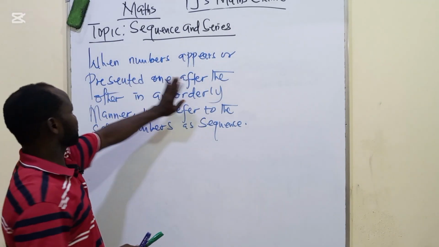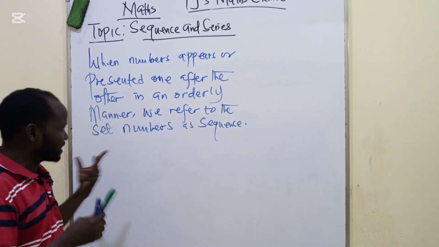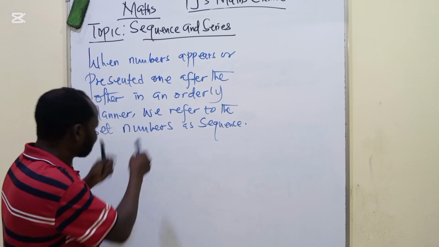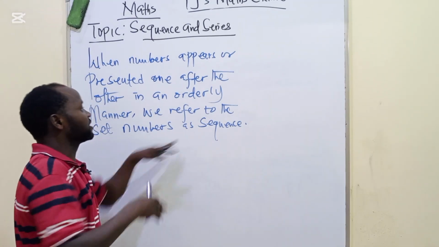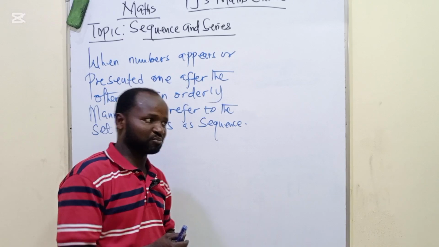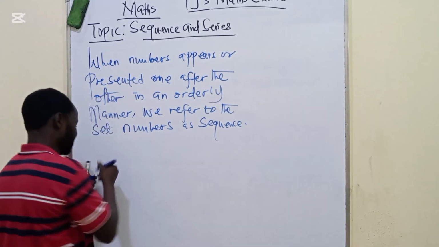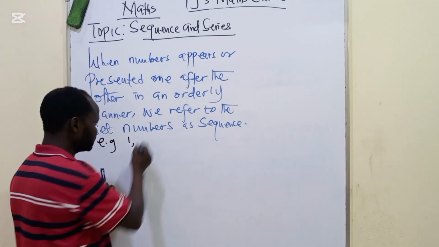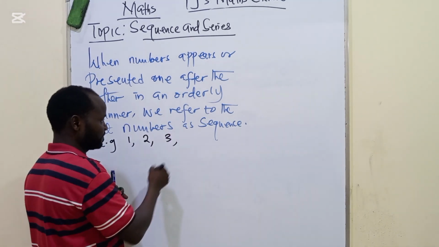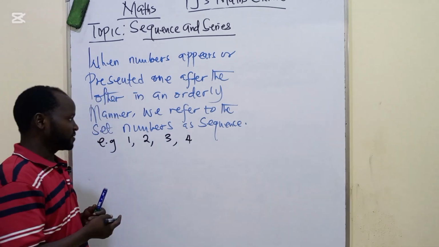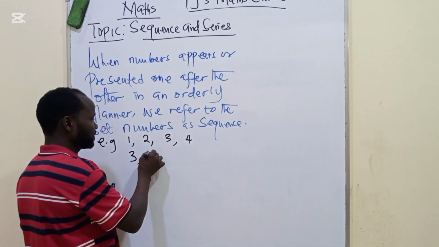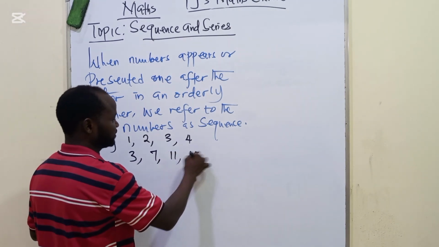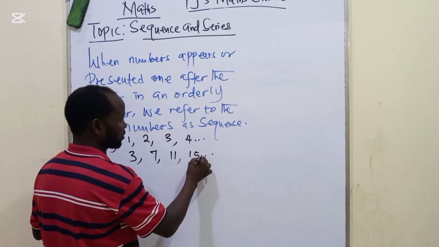When numbers appear or are presented one after the other in an orderly manner, we refer to those set of numbers as sequence. Very important. So this is the concept of sequence. For example, let's look at the example. Let's say we have 1, 2, 3, 4, or we have, let's say, 3, 7, 11, 15, in that order.